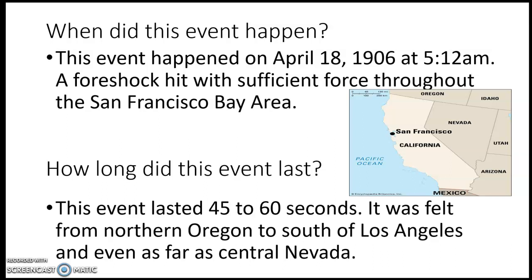When did this event happen? This event happened on April 18th, 1906, at 5:12 a.m. A foreshock hit with significant force throughout the San Francisco Bay Area.